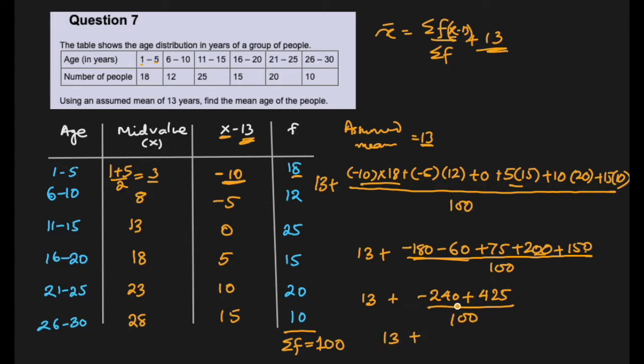I'm doing it a little mentally. Positive 185 over 100. So it comes out to be 13 plus 1.85, which is 14.85 years. This is the mean age.